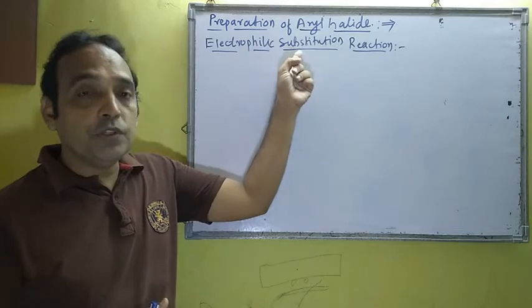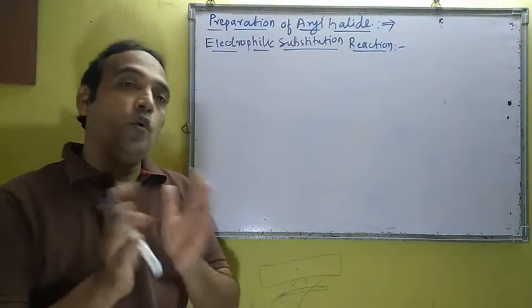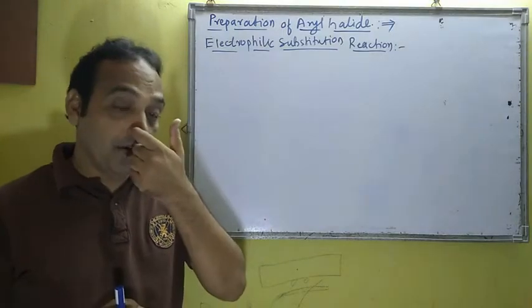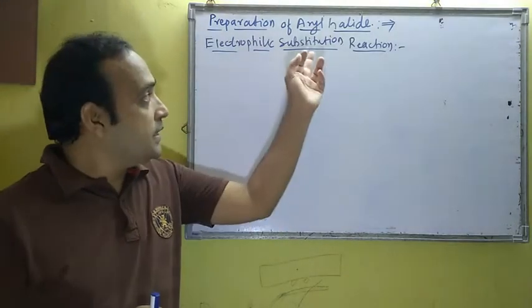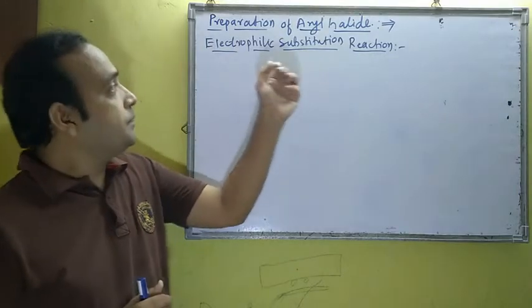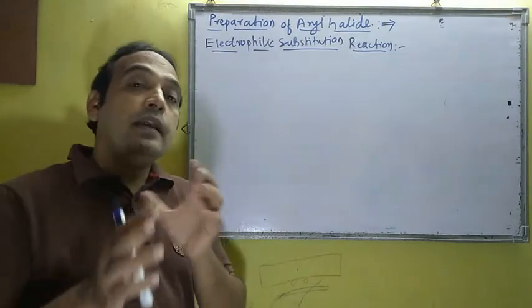Now substitution we know means replacement. One atom or group of atoms is replaced by or substituted by another atom or group of atoms. That is called a substitution reaction. Now electrophilic, actually these are the reagents.